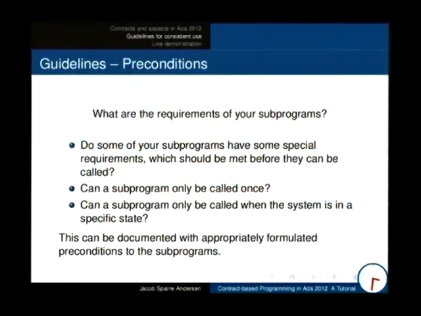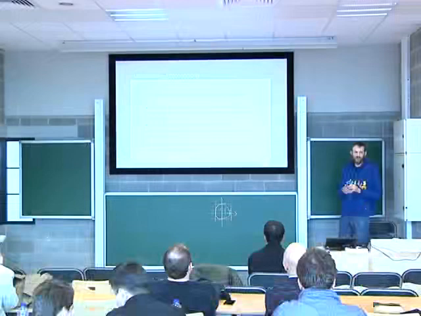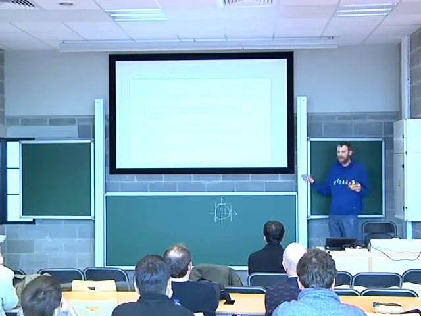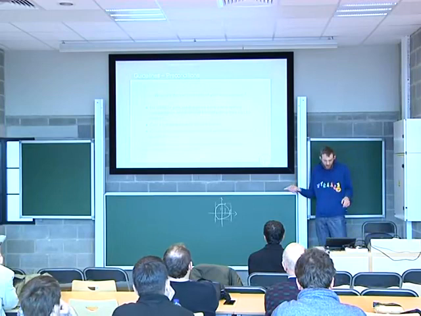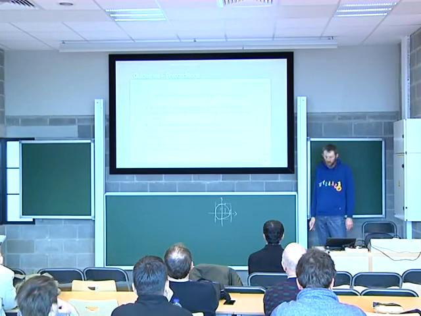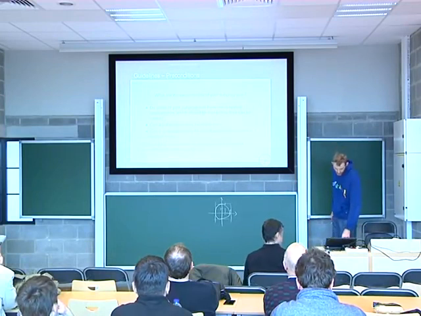with our subprograms, looking at the arguments. The next step, that's what are the requirements of our subprograms? Which preconditions do we have? Are there any special requirements which should be in place before a subprogram? Can a subprogram only be called once in the whole run of the application? Can it only be called when the application is in a certain state? And this is how we can document the preconditions to the subprogram.